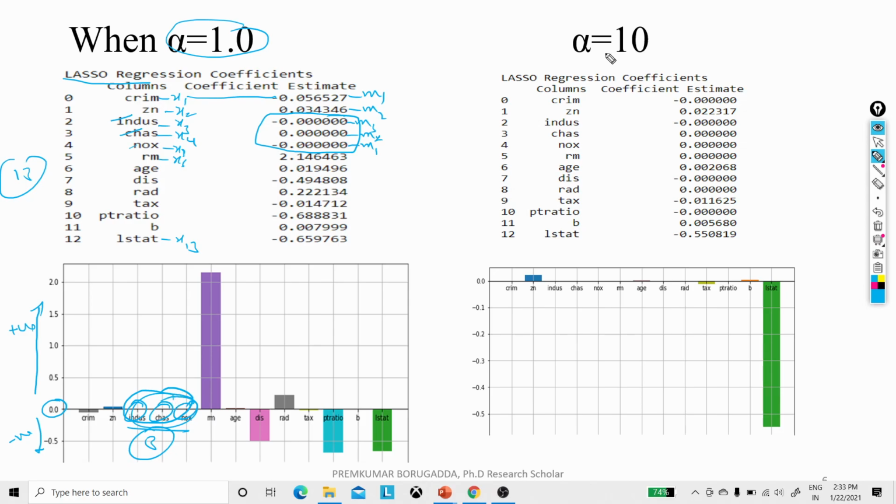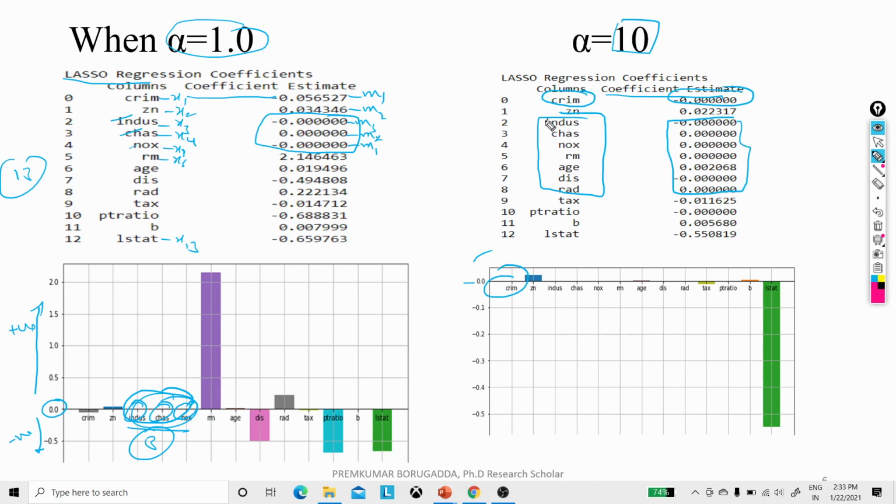If you come here, my alpha value is 10. With alpha value 10, the coefficients up to here are all zeros, which means from INDUS to RAD these are all zeros. When you come to here, this is also 0, which means the CRIM feature is 0.